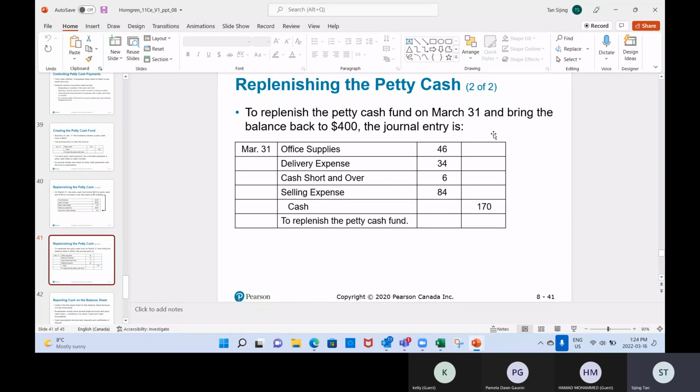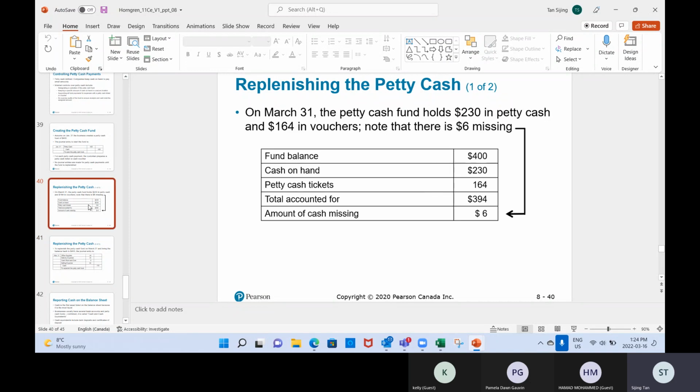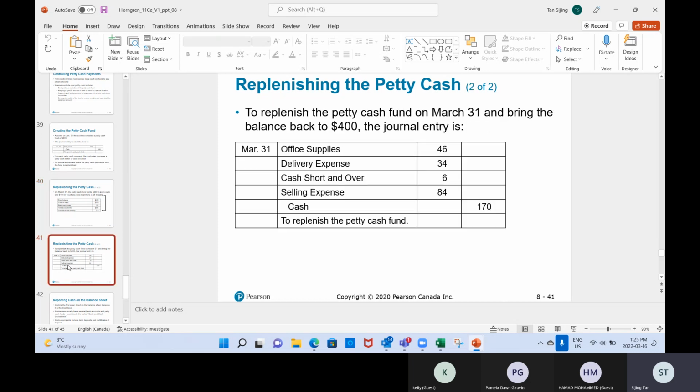What are we going to do for the journal entry? We had 230 on hand. We need to make it 400. So we need to put back $170, right? So we need to put back $170 to make the balance 400. Then the journal entry will be recorded. You credit your cash $170.